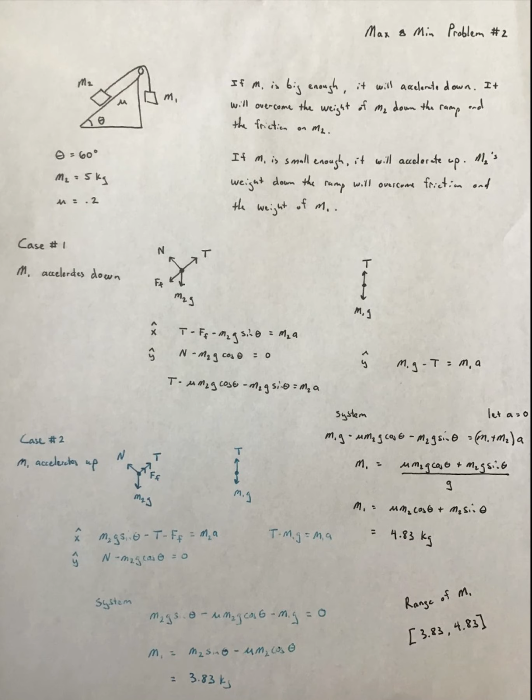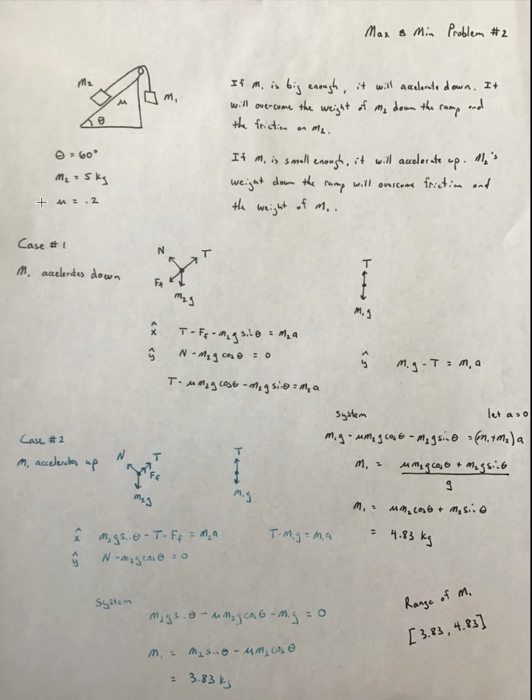Next problem that I'm going to look at. This is our classic ramp question where we have a pulley, and M1 is hanging and M2 is on the ramp. I give you the angle of the ramp, I give you M2, and I give you the coefficient of friction. In this case, we have to decide what the min and max are that M1 can be such that the system will remain at rest.